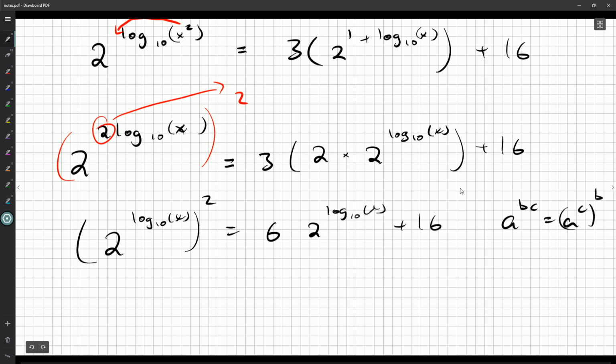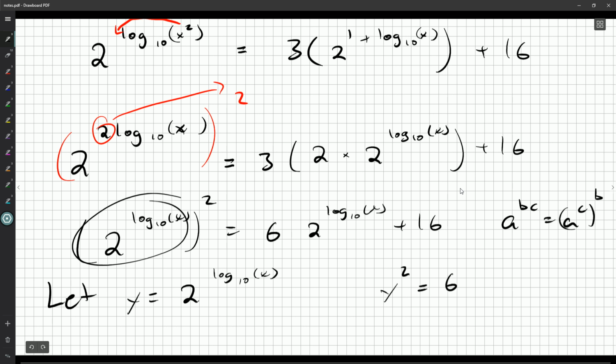Okay? And now at this point, I'm going to actually say something. I'm going to say let y be 2 to the log base 10 of x. And you'll see why in a moment, because this whole thing turns into y squared. Now we've got 6 times y plus 16.